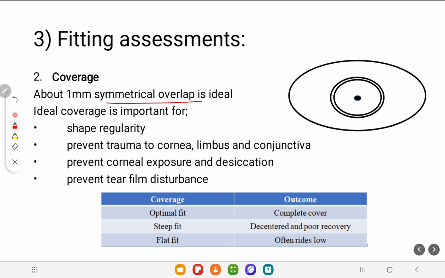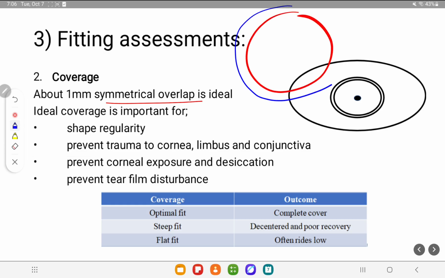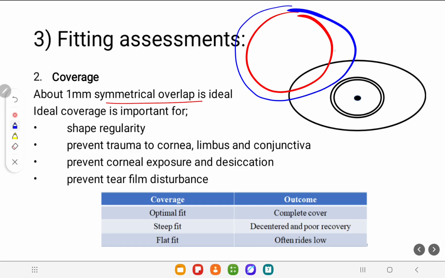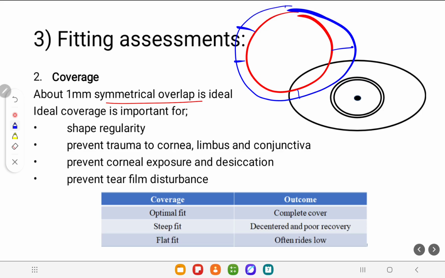What do I mean by that? If this is the cornea and the contact lens, let's take it in blue. If the lens is centered, then everywhere from temporal onwards, 1 mm is covered. That's what it means. Ideal coverage is important for shape regularity, to prevent trauma to the cornea and limbus, to prevent exposure or desiccation, and to prevent tear film disturbance.